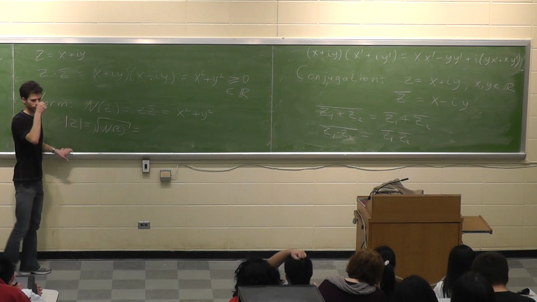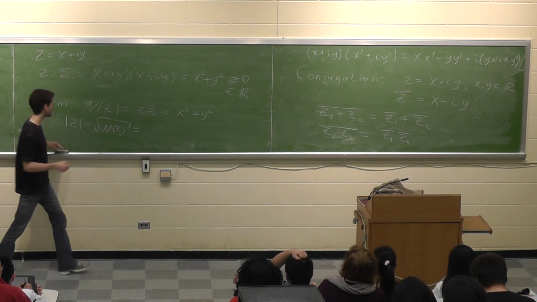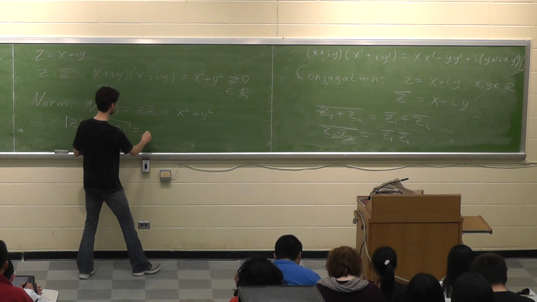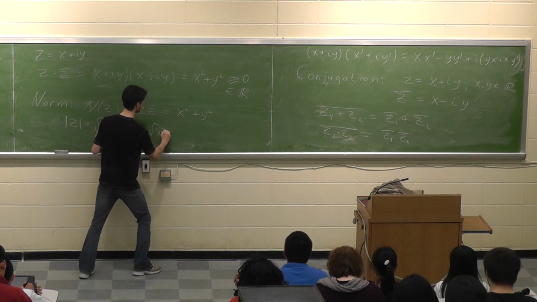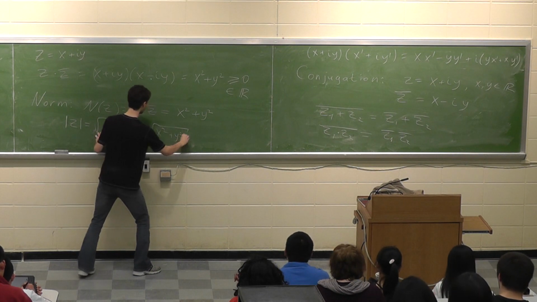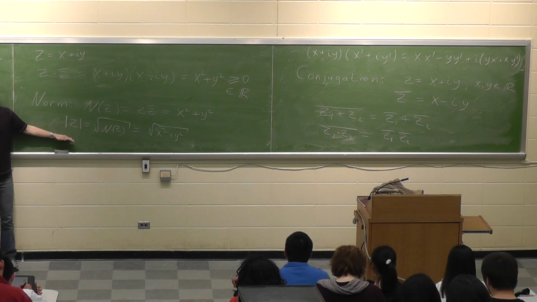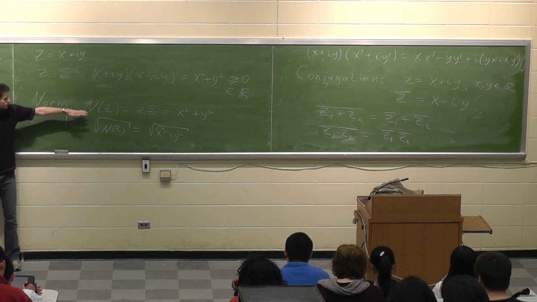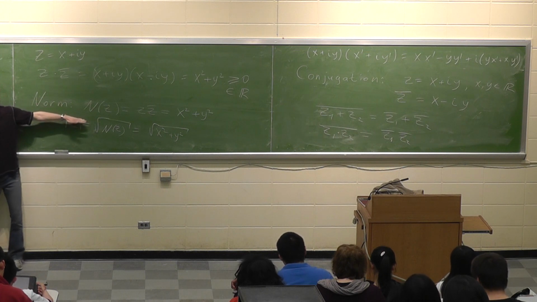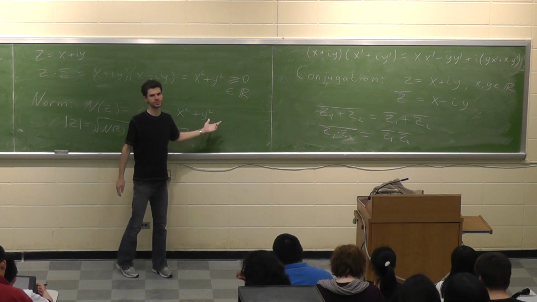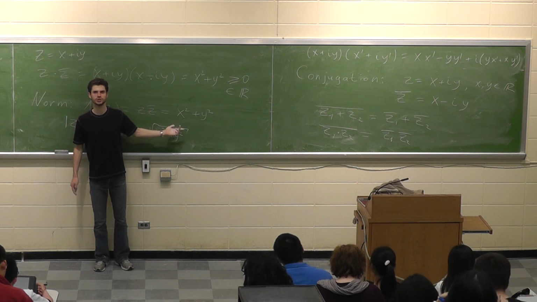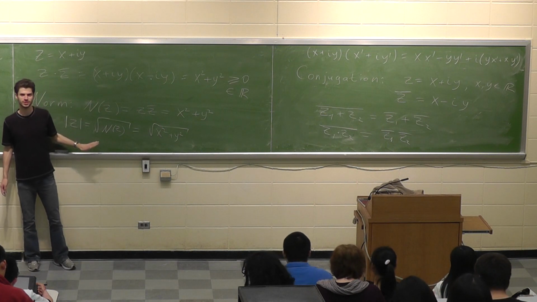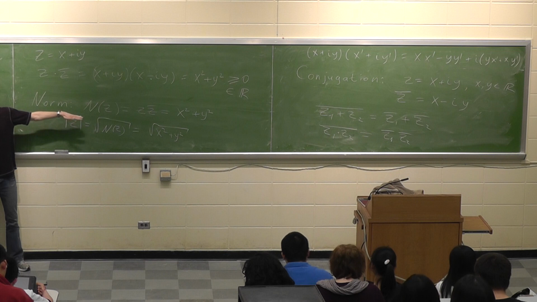Sometimes it's useful, but for us the norm will be more useful because this is the square root of x squared plus y squared. This number has a geometric meaning, it's kind of the length of the vector. The norm is convenient for us because if x and y are integers, then this number is also an integer. The absolute value isn't. So we'll mostly be using this norm.